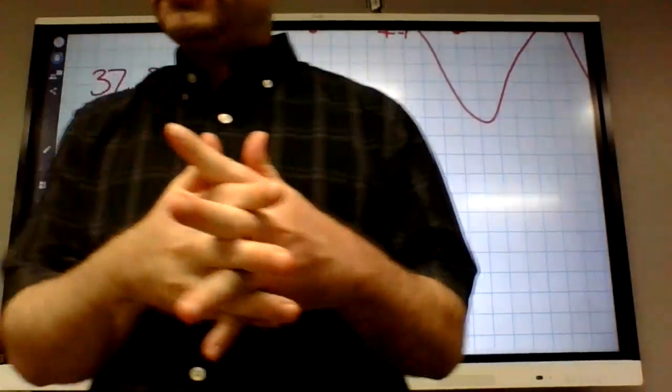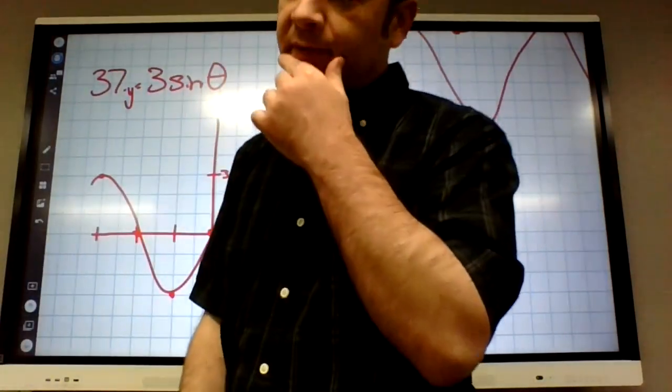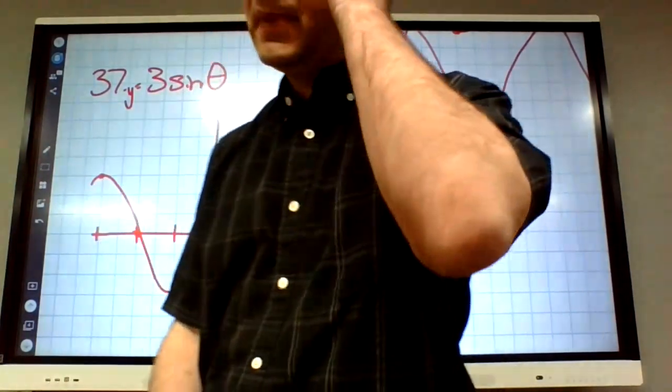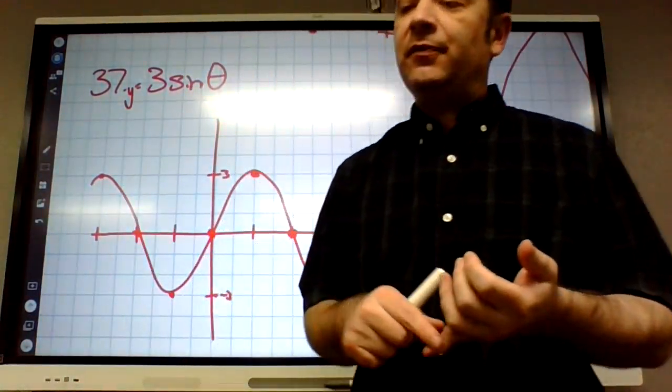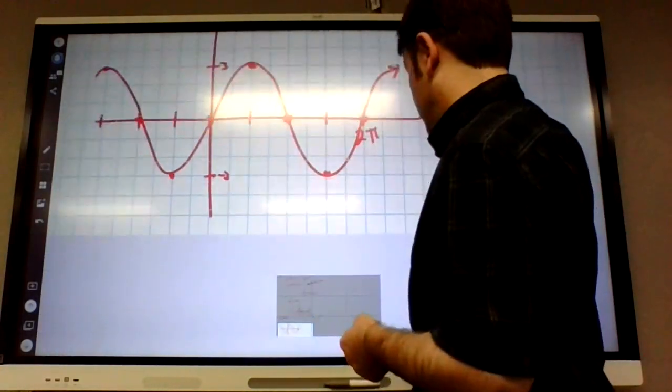Okay, 41, sine of x plus pi minus 1. Oh, I said I was going to look at 40, didn't I? Okay, actually, let me just, okay. What is the negative on 40 going to do to the graph? Opposite. Turns it down.